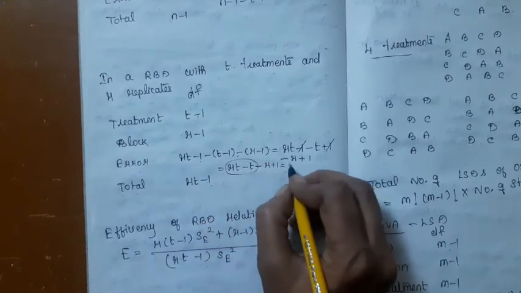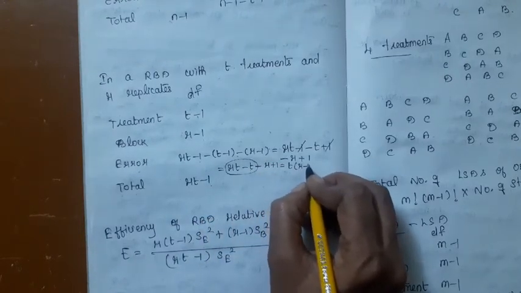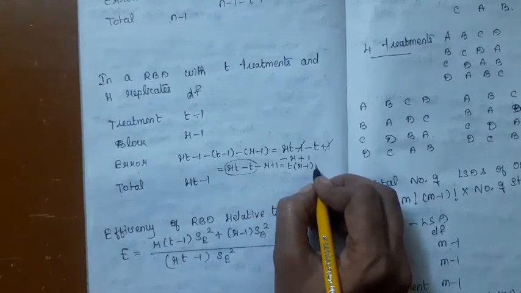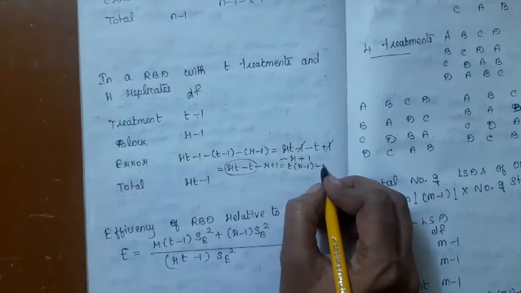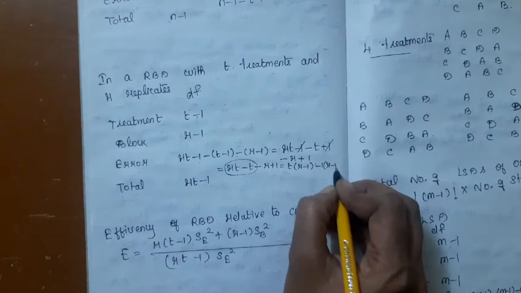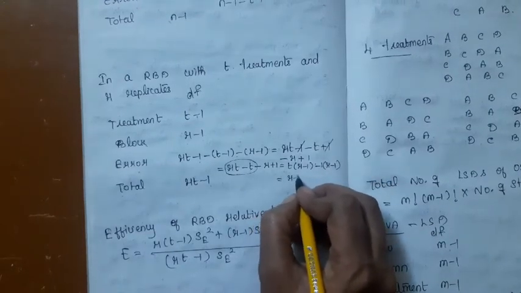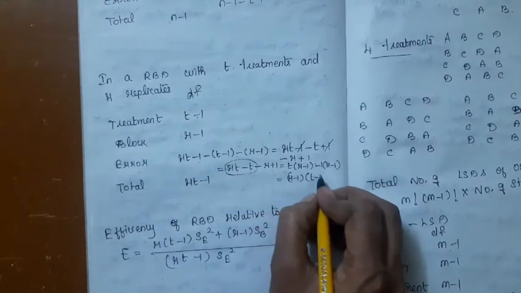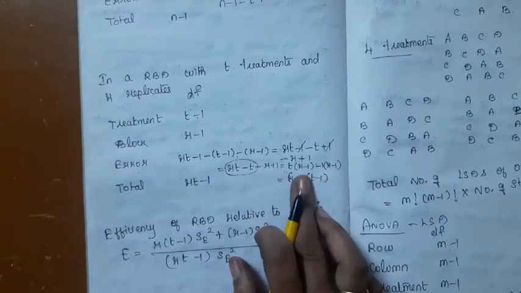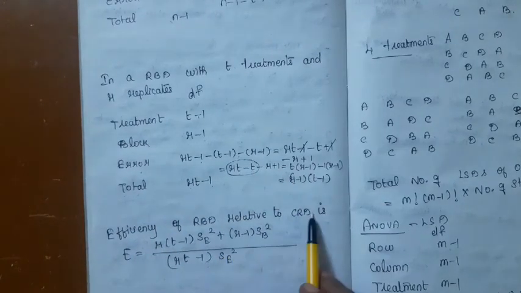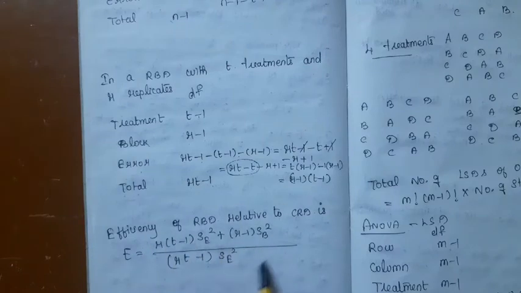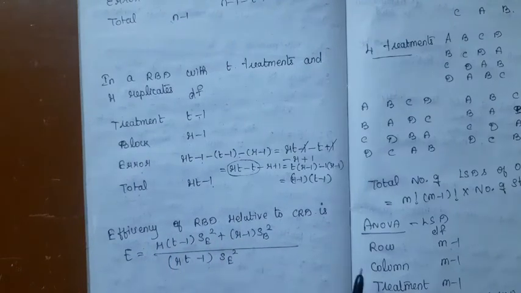Out of these two terms, take t as the common term, you get r minus 1. And out of these two terms, take minus 1 as the common term, you get r minus 1. So it is (r minus 1) into (t minus 1), the error degrees of freedom. And the efficiency of RBD relative to CRD, this is the expression which is derived.